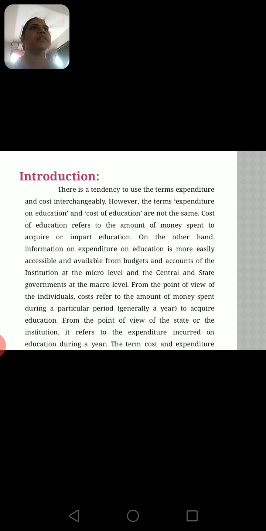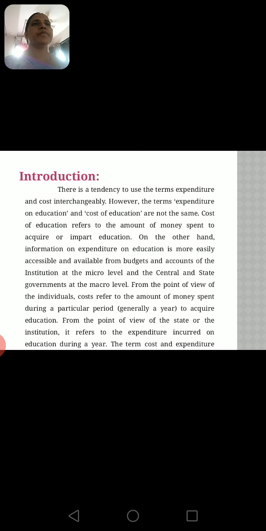There is a tendency to use the terms expenditure and cost interchangeably. However, the terms expenditure on education and cost of education are not the same. In general, we think that both are the same, but in economics, there is a variation between expenditure and cost. Cost of education refers to the amount of money spent to acquire or impart education.